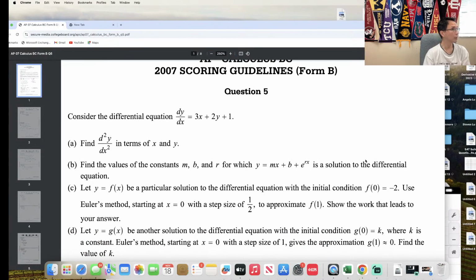That better? Okay, so let f of x be a particular solution of the differential equation with the initial condition f(0) = -2. Use Euler's method, start at 0 with a step size of 1/2, to approximate f of 1. So if you use 0 and -2, you're going to get some slope by plugging into the differential equation. Now you're going to get a slope and an equation of the tangent line. Now instead of going straight to 1, I'm going to go to a step size of 1/2. Now at 1/2, you're going to generate a new output. Does that make sense? And based on the new output, you get the new slope.